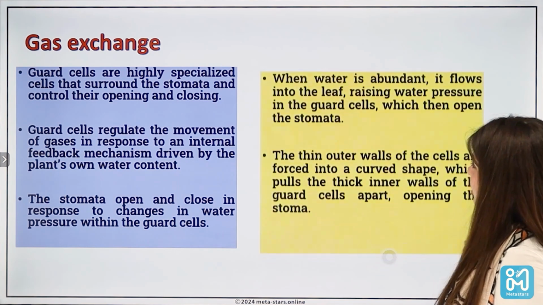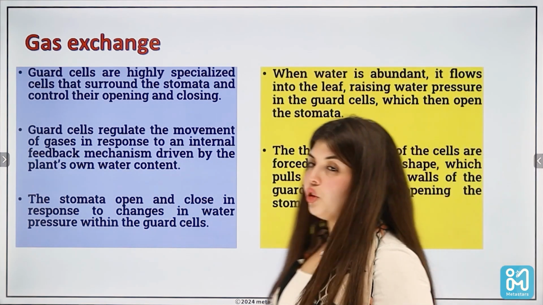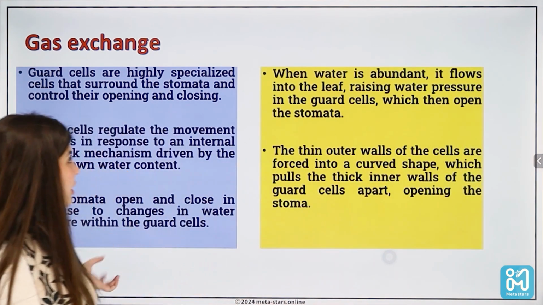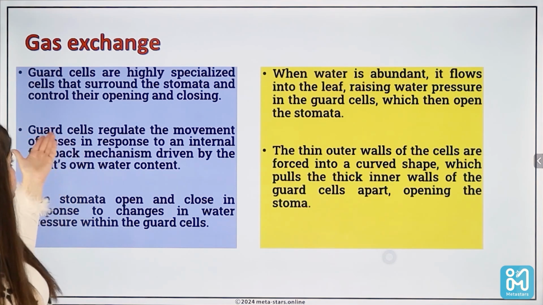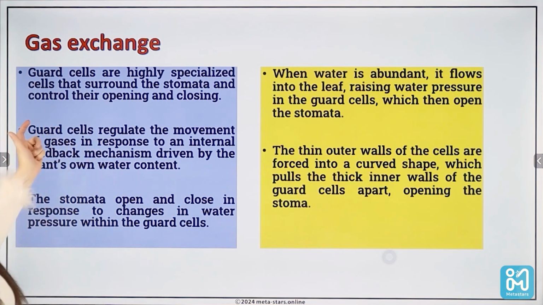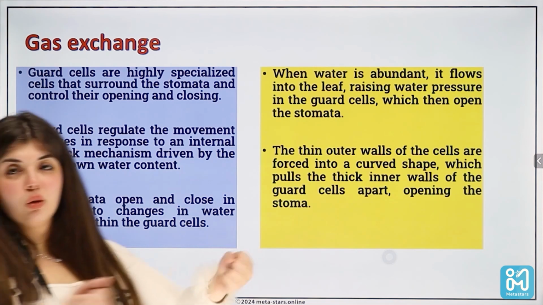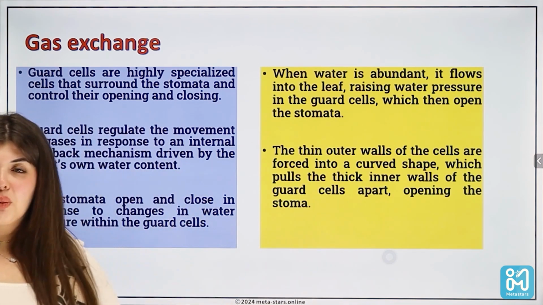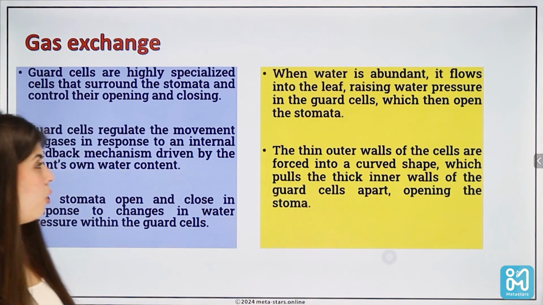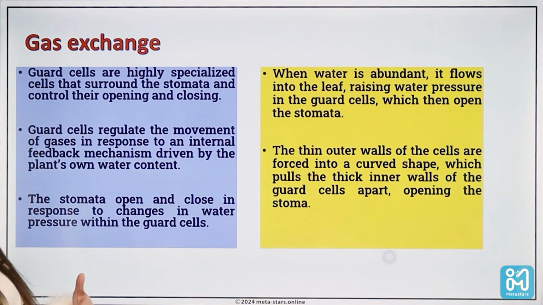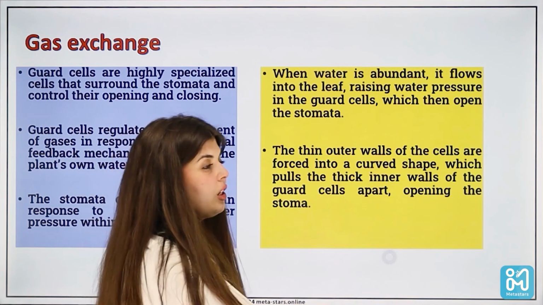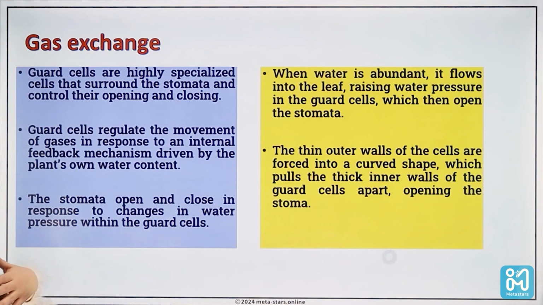So the stoma is surrounded by something we call guard cells. The guard cells are highly specialized cells that surround the stomata and control the opening and the closing. So it's the guard of the stomata that allows it to open or close. Okay, so it regulates the movement. The movement of what? The movement of oxygen and carbon dioxide in order to make photosynthesis.